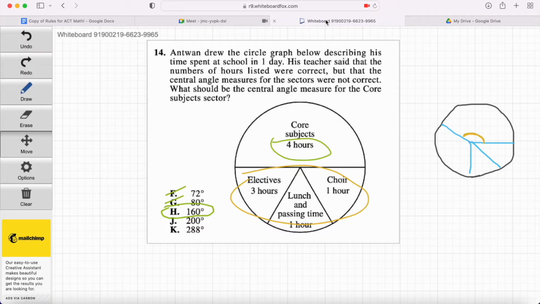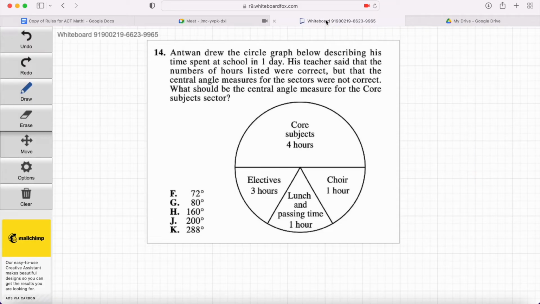Let's talk about the math here, though, because the math isn't too bad, okay? And I want to be able to do both. I want to give you as many tools in your toolkit as I can give you. So, the idea is you need to recognize that the core subjects is what fraction of the total number of hours? That's the question. Well, how many total hours do we have? Is it 8 or 9? It's 9 hours. There are 9 total hours.